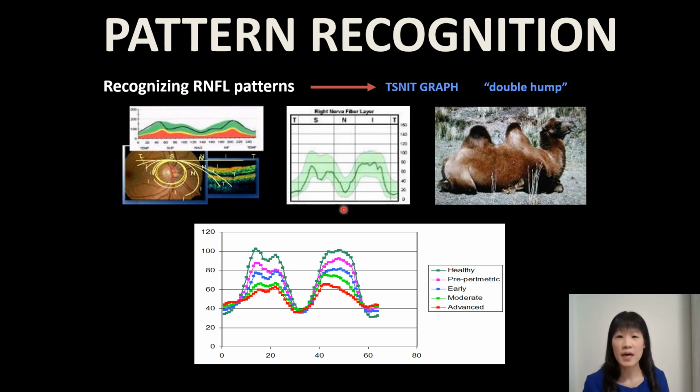However, with glaucoma, again, we know there's preferential thinning of the superior and inferior nerve fiber layer. So normally, instead of this green high double hump, with progressive glaucoma, that double hump flattens. And with more advanced glaucoma, as seen in red here, the double hump flattens, which is not normal. Normally, you should have high double humps, but in glaucoma, the double humps flatten. So that's pattern recognition.